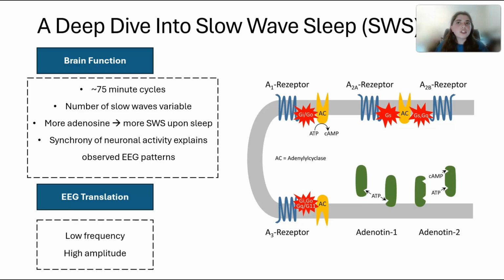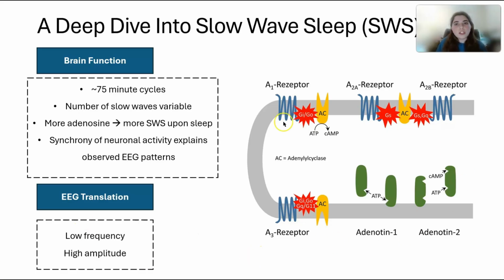I would also like to explain some of the electrical activity that's exhibited during slow wave sleep. An important general rule is that the more synchronized firing patterns are within your neurons, the higher the amplitude, or the peaks and valleys, of your brain waves are going to be. Because neuronal activity is so incredibly synchronized in terms of the timing of firing, you have really high amplitude but low frequency brain waves during slow wave sleep.